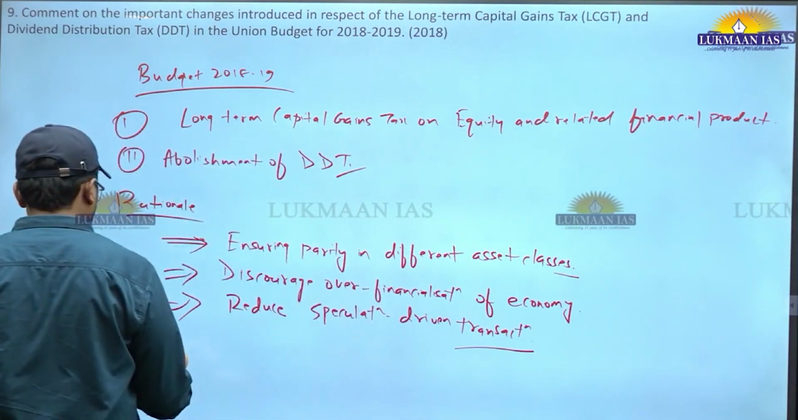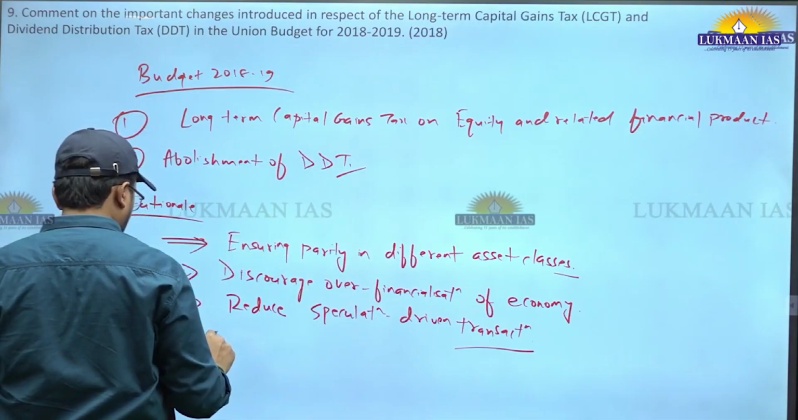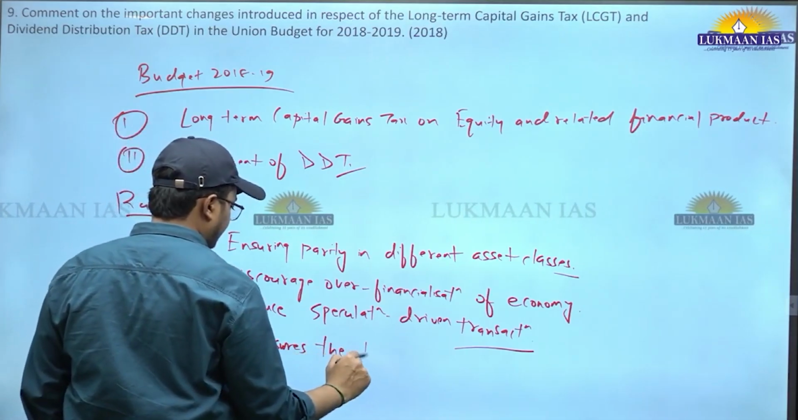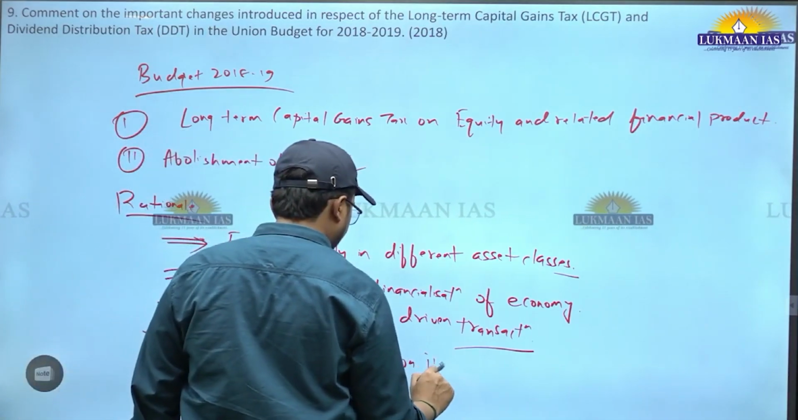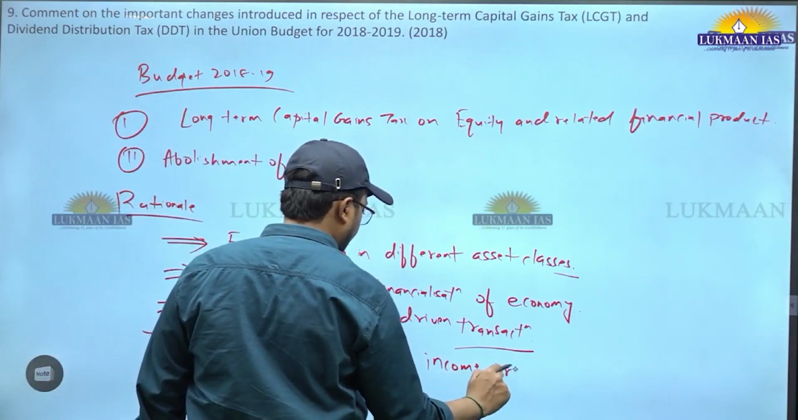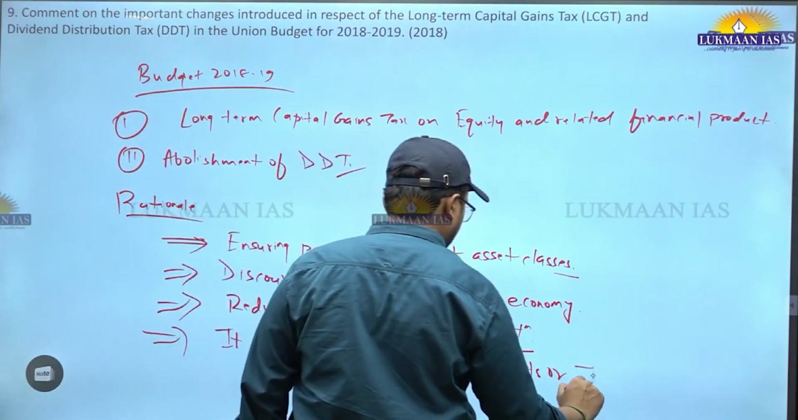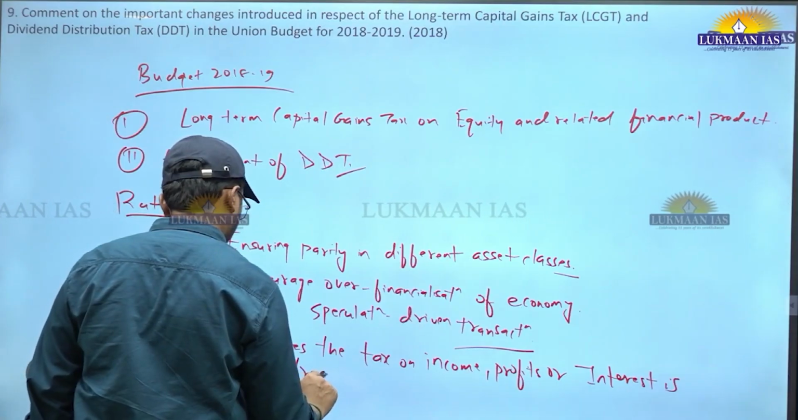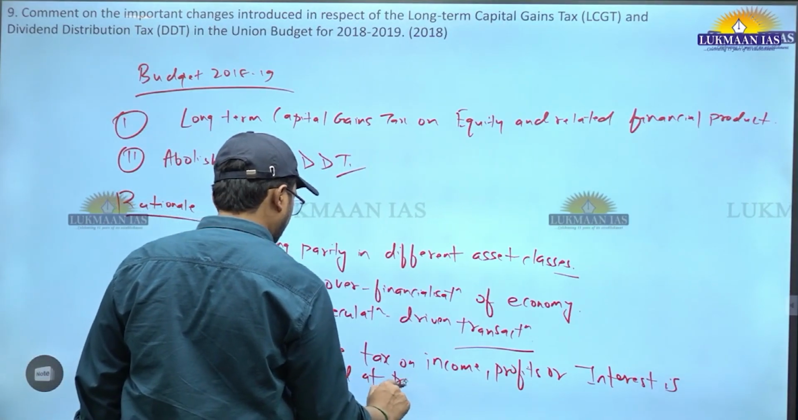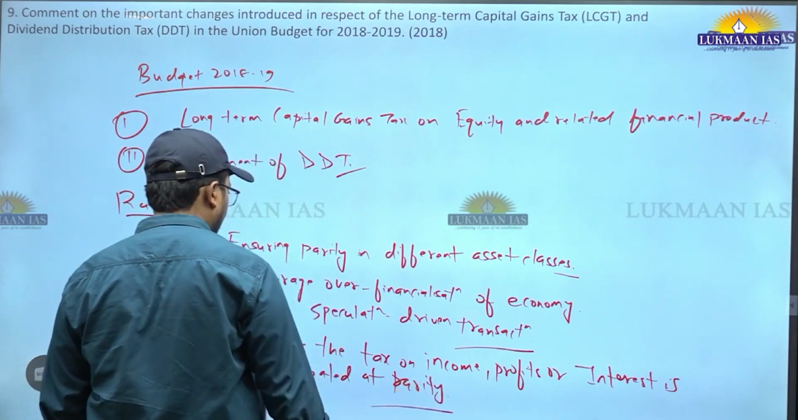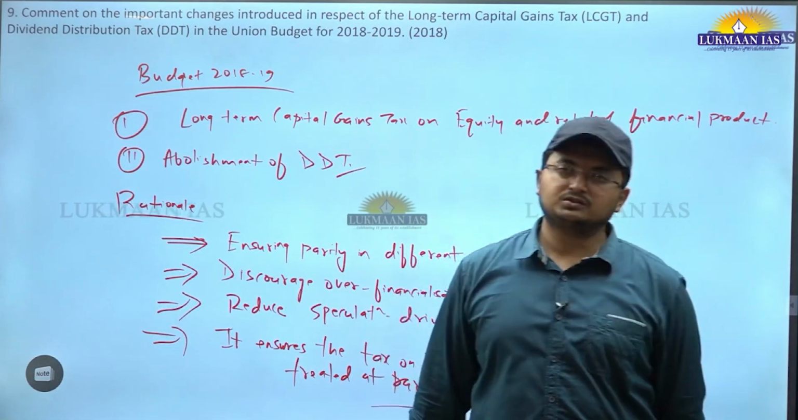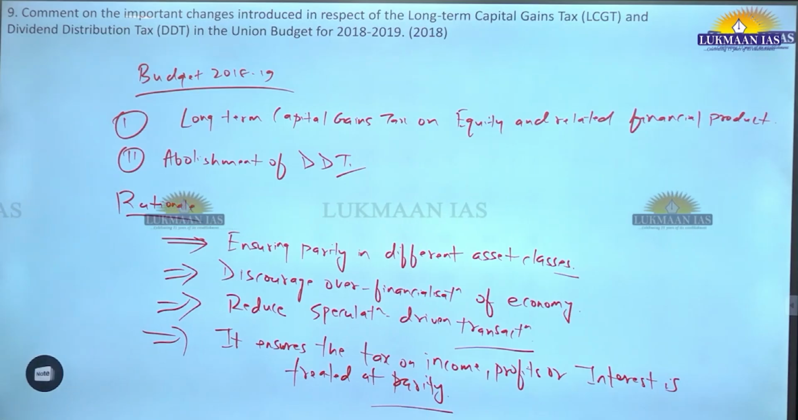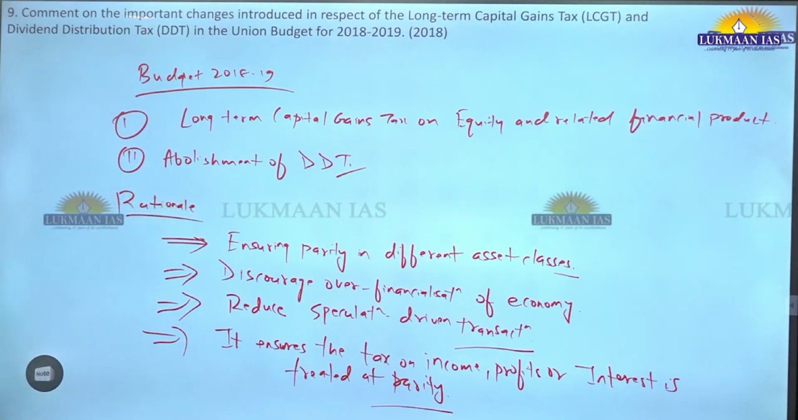And third, last, what is the rationale behind abolishing DDT? It ensures the tax on income, profits or interest is treated at parity. Not only the salary income but also from other sources. Income from other sources are treated as income generation, and that has to be taxed under the Income Tax Act. So that was the whole idea behind the long term capital gains tax, which was imposed in the 2018-19 budget.